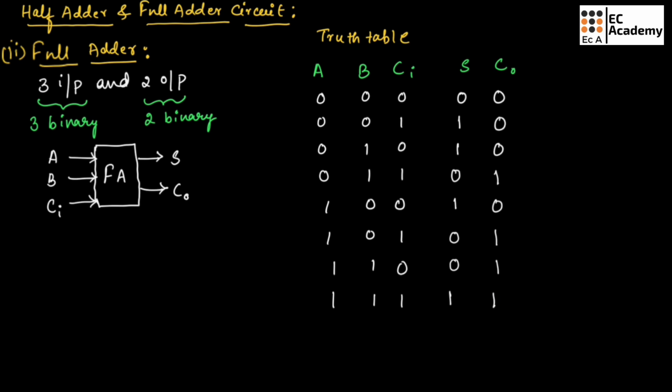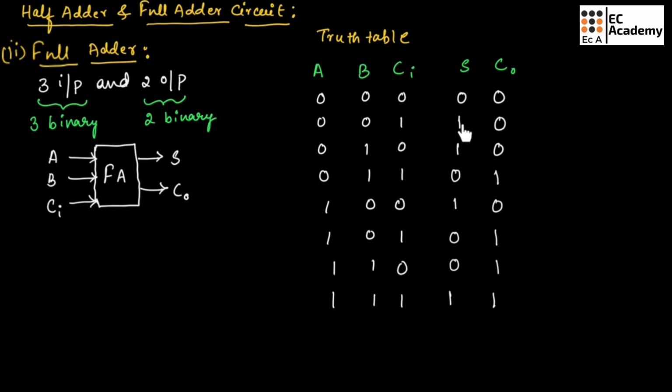So you need to remember this truth table. We are adding 3 variables or 3 input bits to produce 2 binary digits or 2 bits as output. For sum, we are getting output 1 here, here, here, and here. So corresponding bits we need to write.